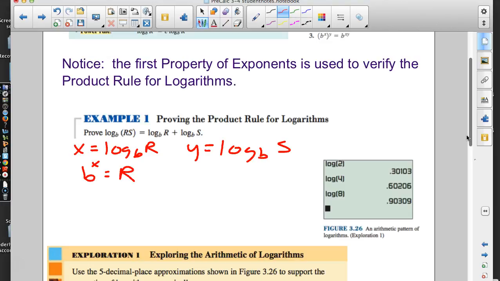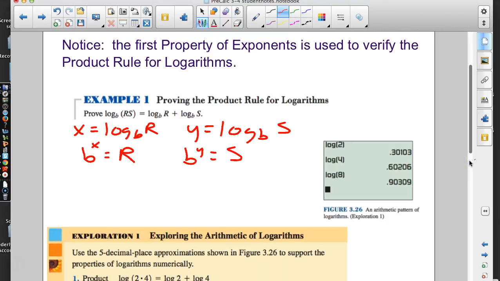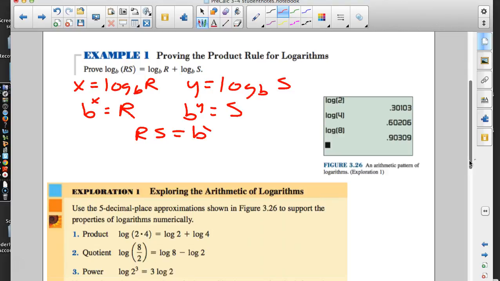And this one would be b to the y equals s. Okay, now what am I trying to prove? I'm trying to prove that if I multiply these two together, it'll really be addition. So let's see. If I multiply r times s, oh yeah, it will be addition. Look at that.